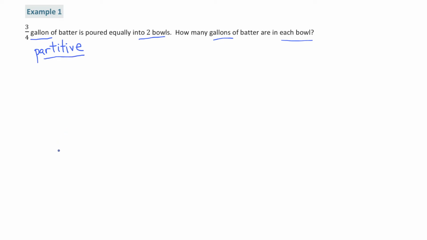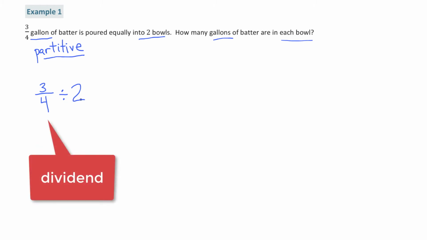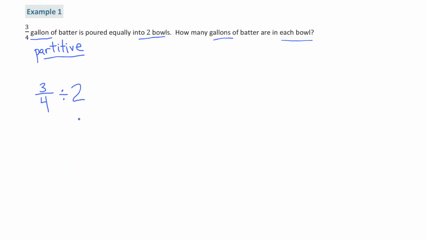So what division expression can we write to match the story? I'm going to tell you that the division expression that most closely matches the story is 3/4, because we have 3/4 of a gallon, right? We want to pour it equally into 2 bowls, so I'm going to say that's dividing by 2. Now notice this is an expression. It's not a division sentence, right? A division sentence would have an equal sign and the quotient, the answer. This division expression simply has the dividend and it has the divisor. Okay, we can also think of this problem as asking 3/4 is 2 groups of what?